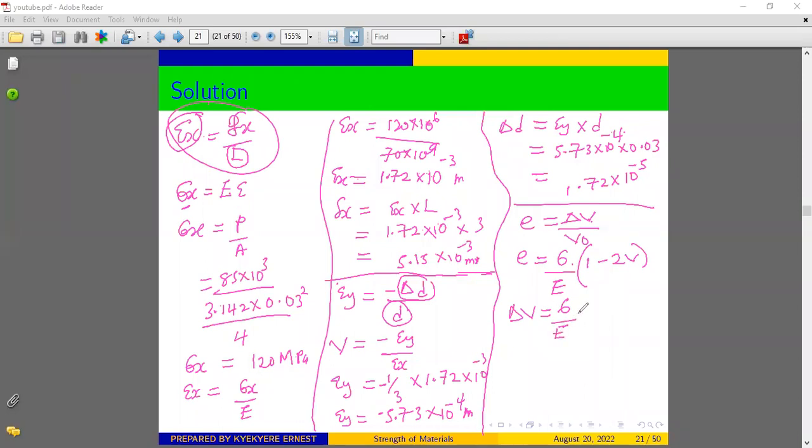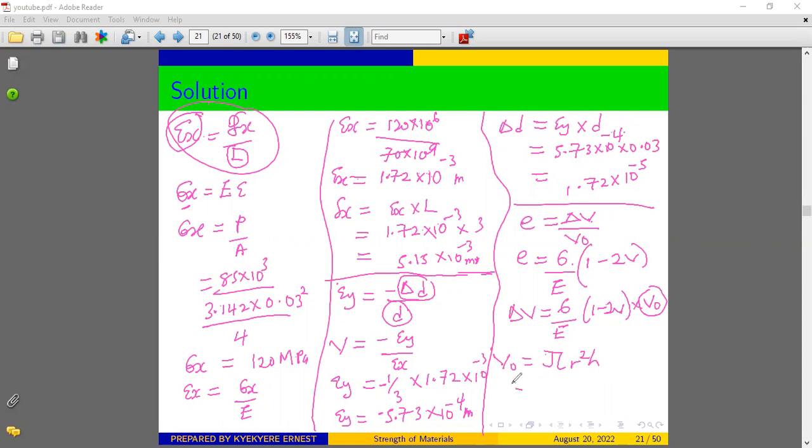The modulus of elasticity into bracket 1 minus 2V times the initial volume, which is V0. But in the question, we don't have the initial volume. However, we have been given the diameter, so we can get the radius, and we know that the formula for finding the volume is equal to pi r squared h. So this will be the original volume.